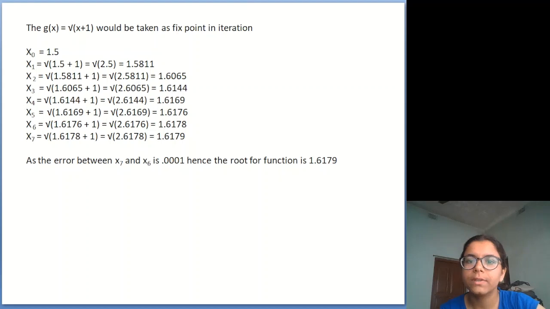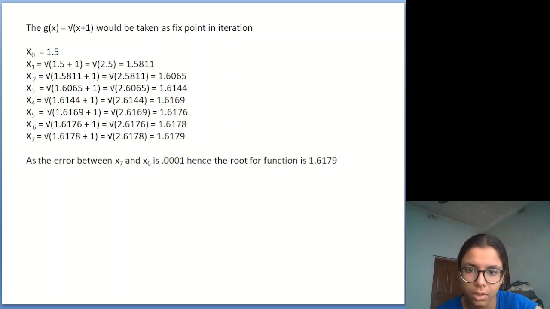Again, we would take the 1.5811, which is now calculated, as the next term for our iteration, and so that's how we would go for x2 as well. Then we would take this 1.6065 in the next iteration as a term and calculate for x3, which was 1.6144, till x6 you could find that 1.6176 plus 1. Now you can see that the values have started converging.